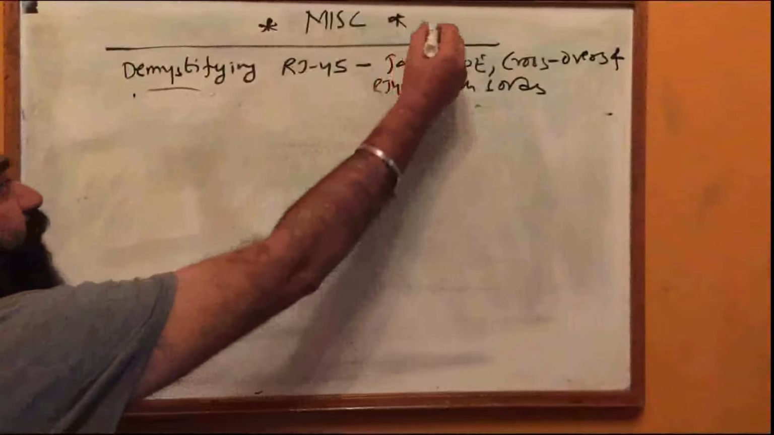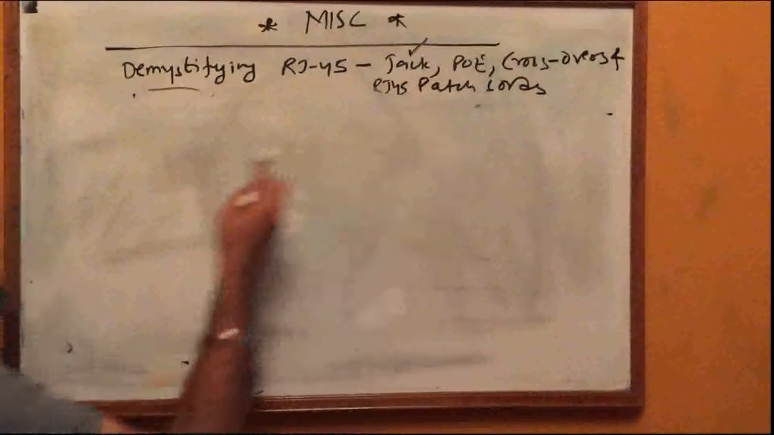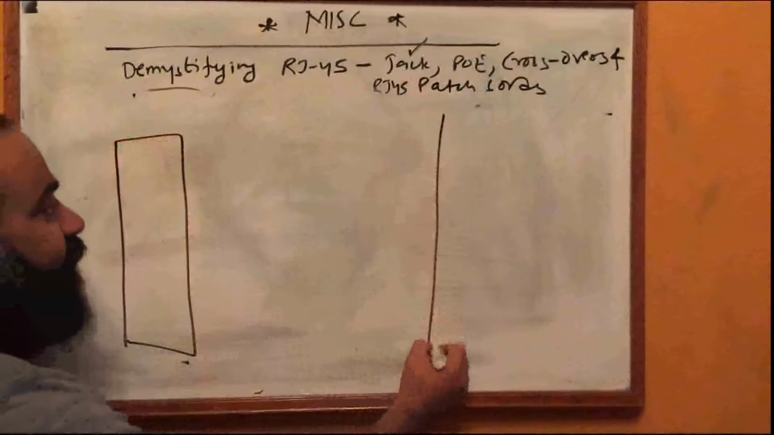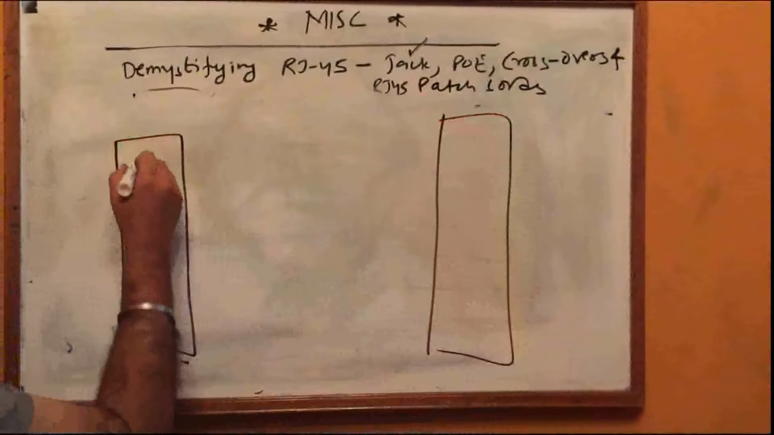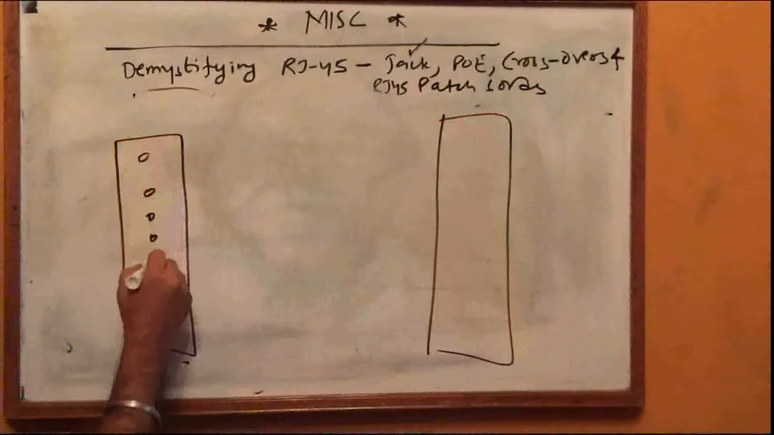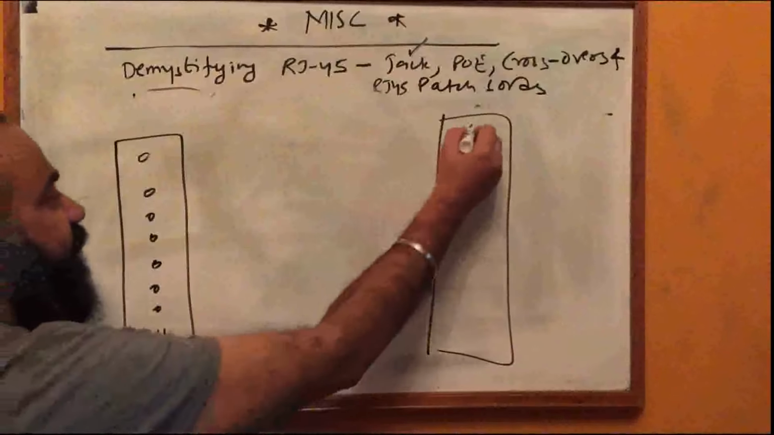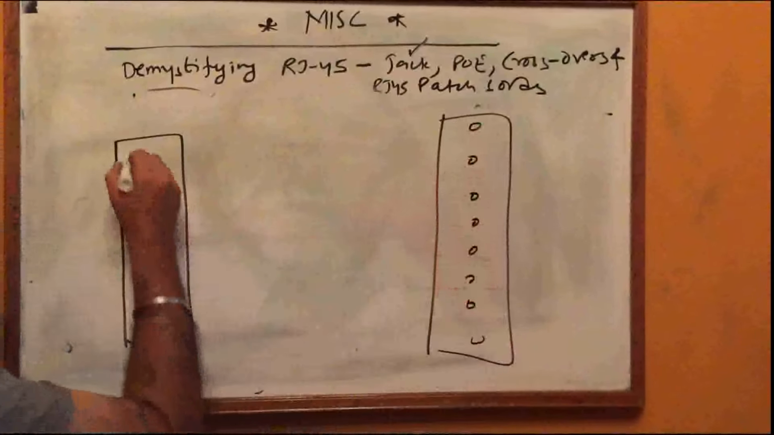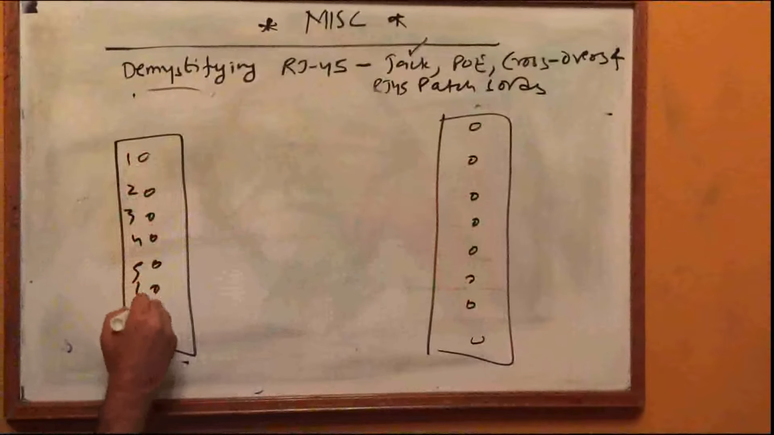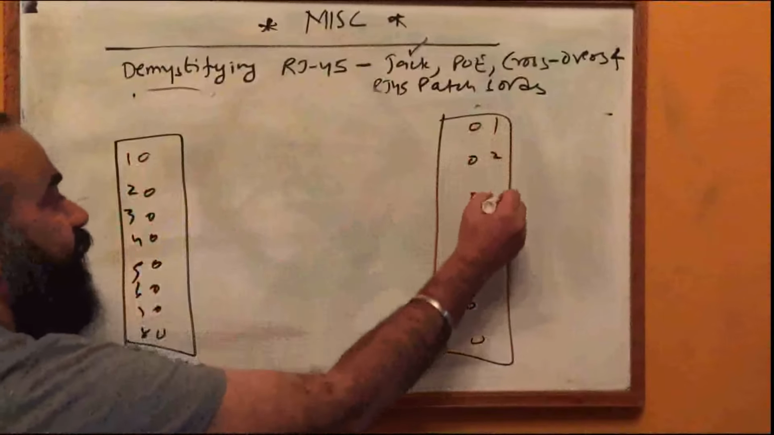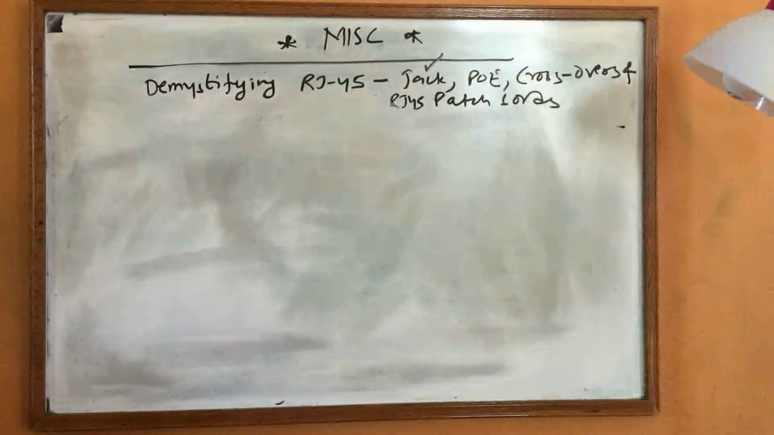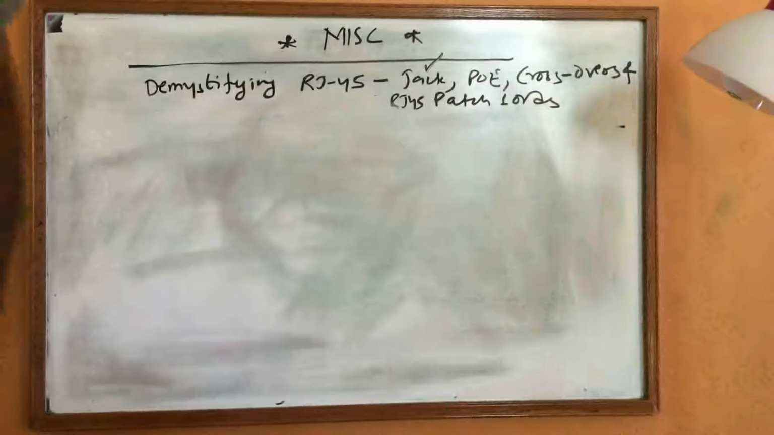We have already talked about the jacks and the standards. We are now talking about crossover cables, right? Crossover cable. So what is meant by a crossover cable? 1, 2, 3, 4, 5, 6, 7, 8. That's a standard now. You should remember 1, 2, 3, 4, 5, 6, 7, 8. Okay guys, let's start talking about the crossover cables.